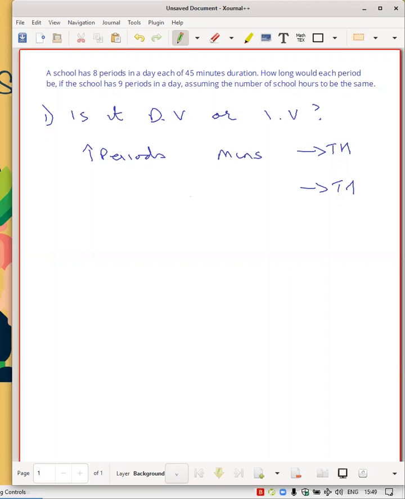Parth, that is correct. Rishima, correct. If the number of periods increases and the total number of hours is the same, will the minutes per period increase or decrease? Avni, correct, decrease. So inverse variation. Because we will have to shorten the minutes to accommodate the extra period. If one arrow is going up and the other arrow is coming down, then this is an inverse variation relationship.